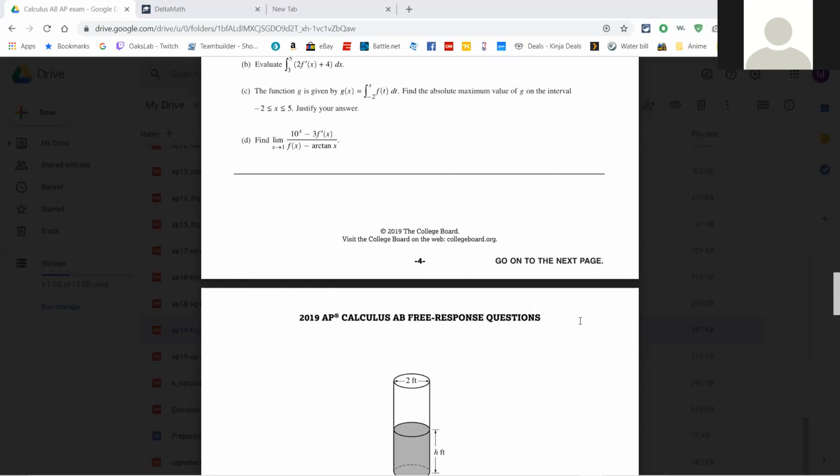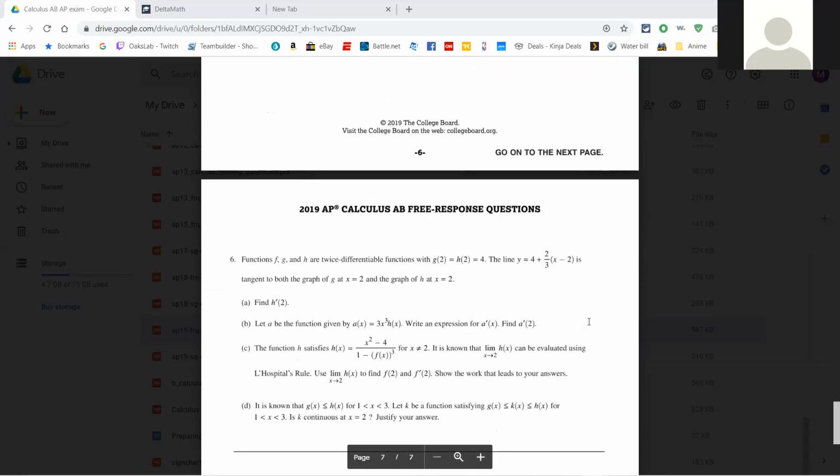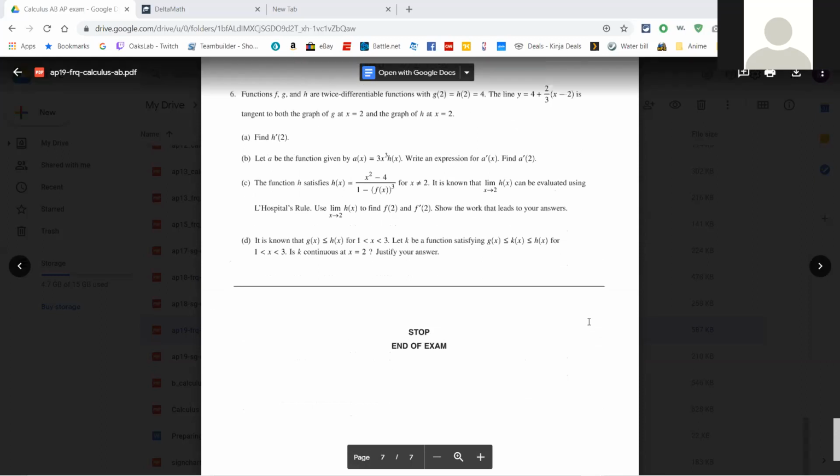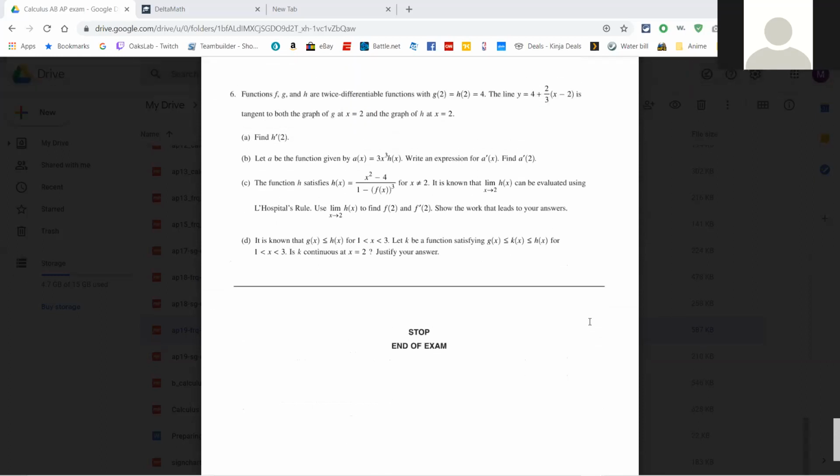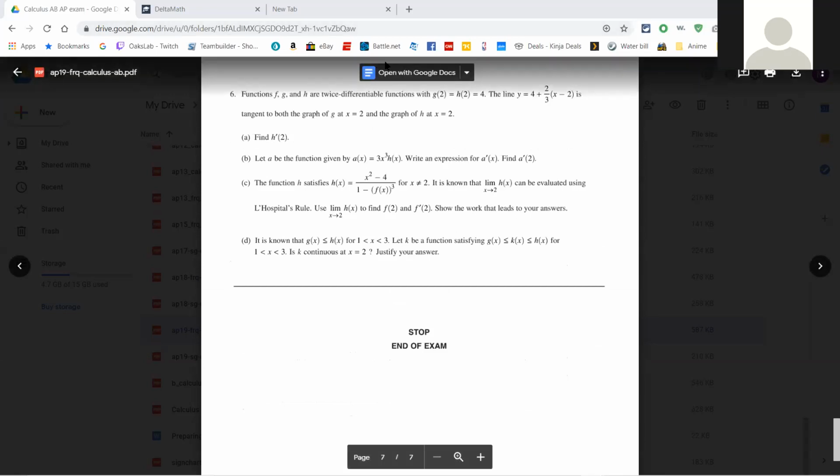All right, the next one that I saw was 6C. Now that was a harder one. This one has no graph at all. And where's my annotate? There. All right, so 6C is this one right here. They give you this equation. They said it is known that the limit can be evaluated using L'Hopital's rule. So my question to you is, do you know what L'Hopital's rule is?